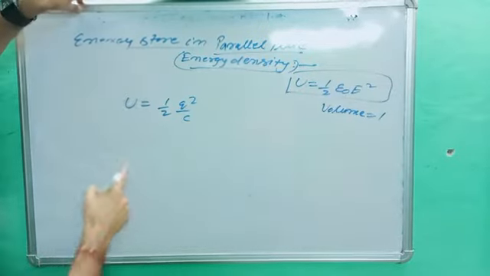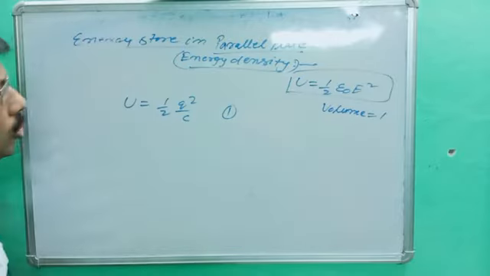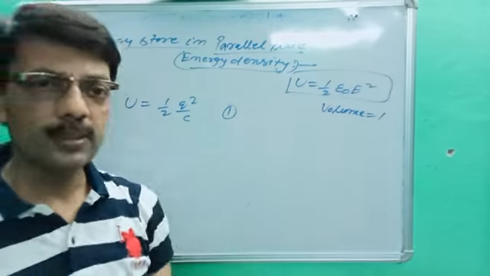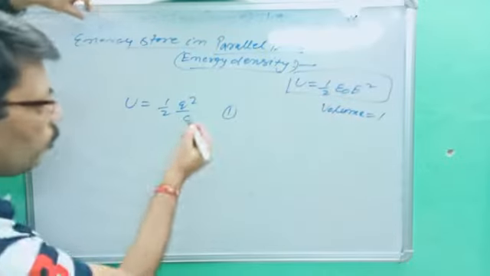We know the formula for energy stored in a capacitor. This is equation number one: U is equal to 1 upon 2 Q square upon C. Are you getting it? Now we have to especially find out the formula for a parallel plate capacitor. What is the formula for parallel plate?